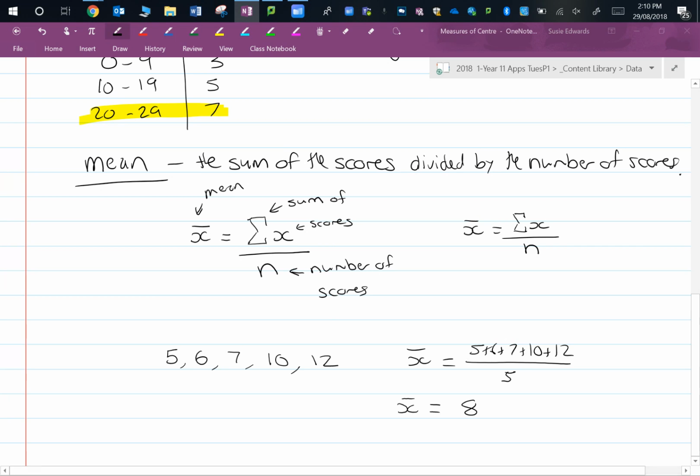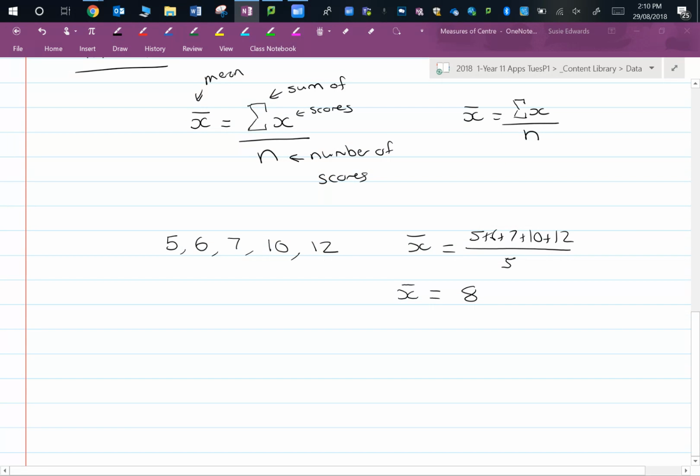Because it's outside our top number, okay? So it's always going to be less than that. Now, what if instead of this, I had this number? What if I said 5, 6, 7, 100, actually let's go 12 and 100. What's going to happen to my mean? It's going to go up. Is it going to go up by a lot or by a little? It's going to go up by a lot, okay?